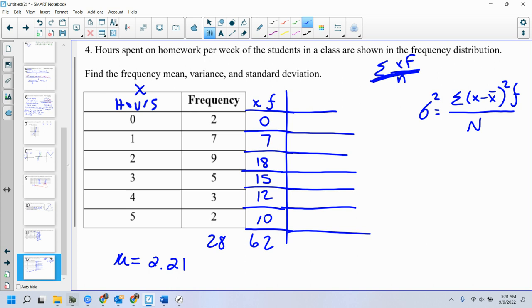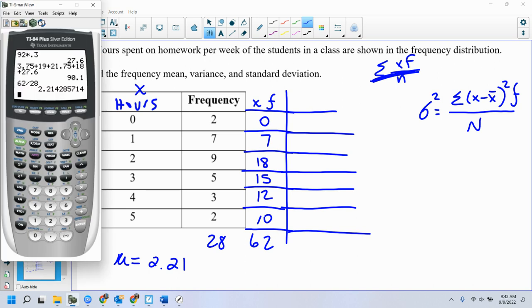What do I mean by that? Take a look at my first row here. X minus x bar: 0 minus 2.21. I'm going to have to square that, and then I'm going to have to multiply that by my frequency, which is 2. This is the bare minimum to show. If you want to stretch it out with multiple columns, show the deviation squared, and the deviation squared multiplied by f in 3 separate columns, that's completely fine. But this is the bare minimum here, 9.77.